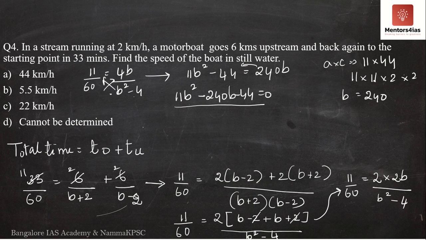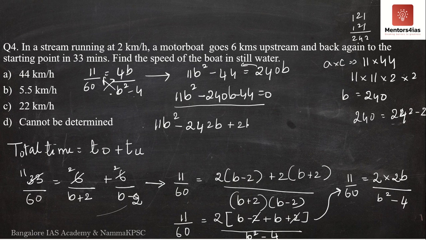11 into 11 is 121. 121 into 2 is 242. So can I write 240 is equal to 242 minus 2? How did I get 242 minus 2? From 11, 11, 2 and 2. So 11, 11 is 121, 121 into 2 is 242, 242 minus this 2 will give me 240. So I am going to write 11b square as 11b square minus 242b plus 2b minus 44 is equal to 0.